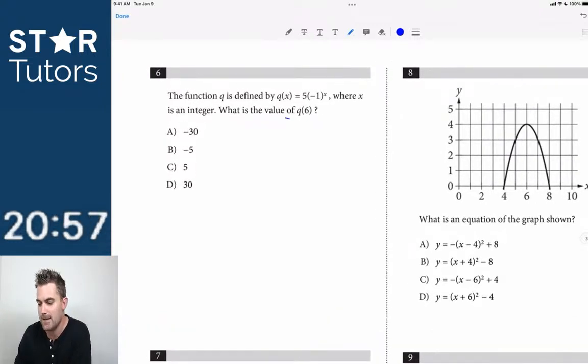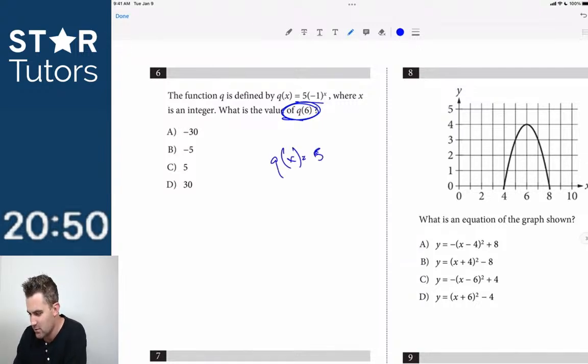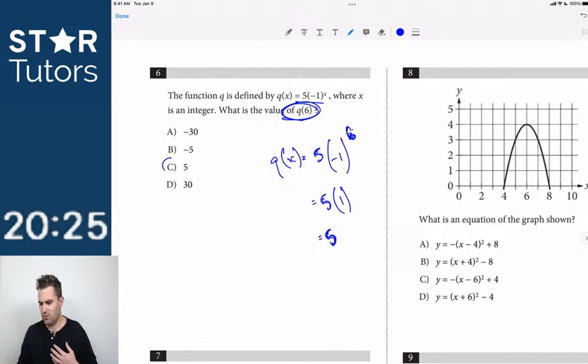Okay, this one's going to be pretty easy too because it's just going to be plugging in, right? Q of x is equal to 5, and this just means we're going to plug in -1, and it looks like x raised to the 6th power, -1 times -1. Yeah, so that should be +1, right? So 5 times 1 just equals 5, I think. Pretty straightforward, which is just answer choice C.